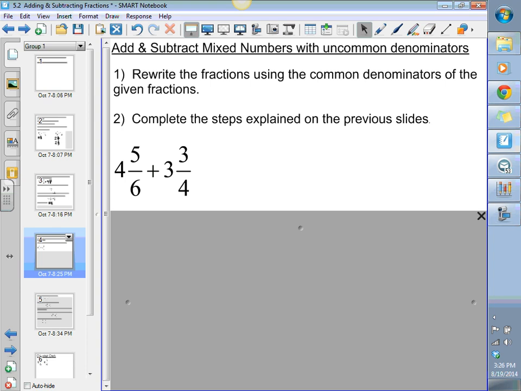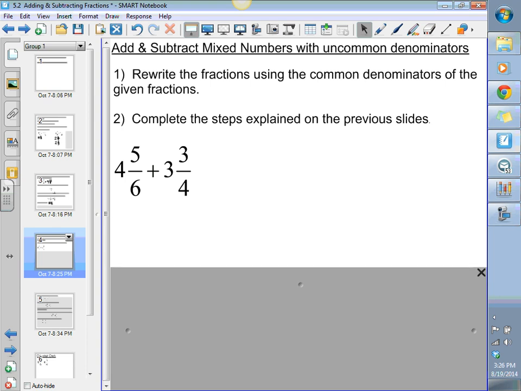So we do 4 5/6 plus 3 3/4. So we've got to rewrite this with common denominators. So our common denominator, hopefully you guys can see, is going to be 12.